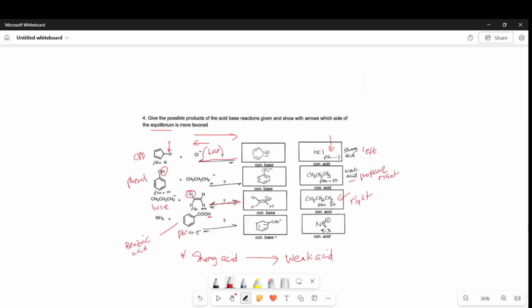Taking away that proton, you have a benzoate anion, which is the conjugate base, and you have ammonium ion, to which the proton has been transferred. So the base has taken away the proton. Now it is NH4 plus, a conjugate acid, and the pKa value is 9.3. So if you compare 4.5 to 9.3, the reaction should proceed to the right side. So this is how you would answer this question number 4.